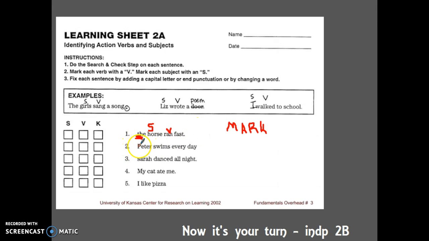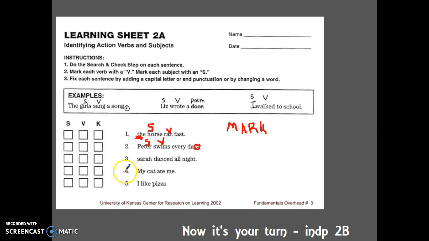Sentence number 2. A. Ask. Is there a verb? Peter swims every day. Which word is the action? Well, swims. Mark it with a V. Then R is root out the subject. Who or what swims? Peter does, so that's my subject. Mark it with an S. Then key in. Beginning. Do I have a capital letter? Yes. Peter looks good. Ending. There is no punctuation, so you can put one in and circle it. And does it make sense? Peter swims every day. Yep, sounds good to me.